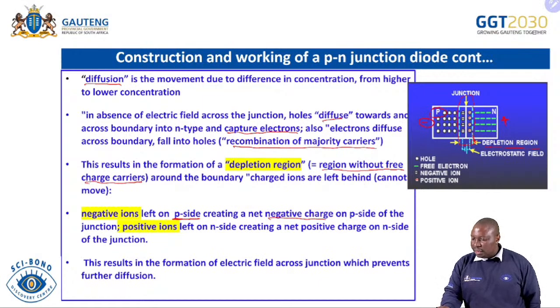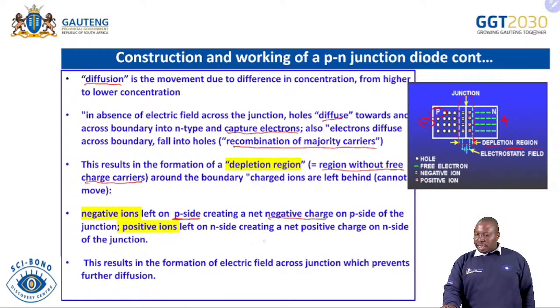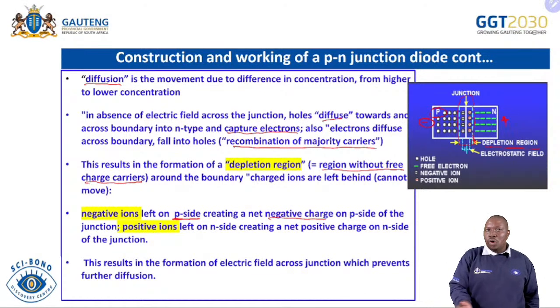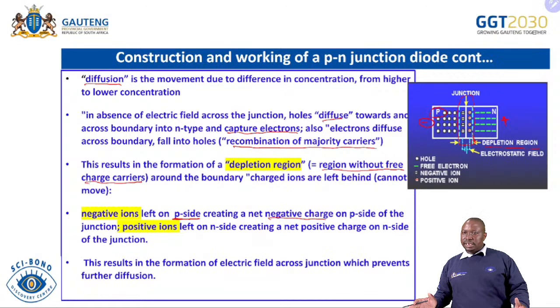p side, creating a net negative charge on the p side of the junction. Positive ions left on the n side, creating a net positive charge on the n side. So you have a net positive charge this side because electrons are moving. When electrons go, remember, we have electrons balanced with the protons. So when electrons move, we remain with the positive charge. So you have to understand that as electrons move, the charge becomes positive.